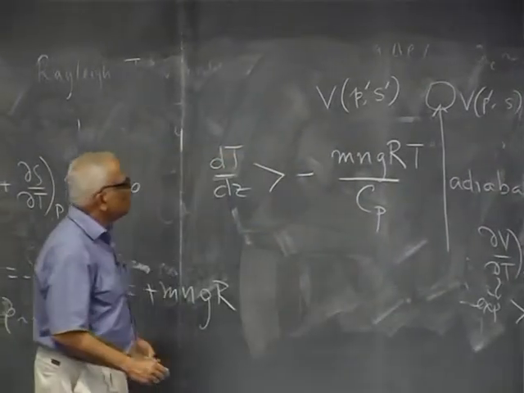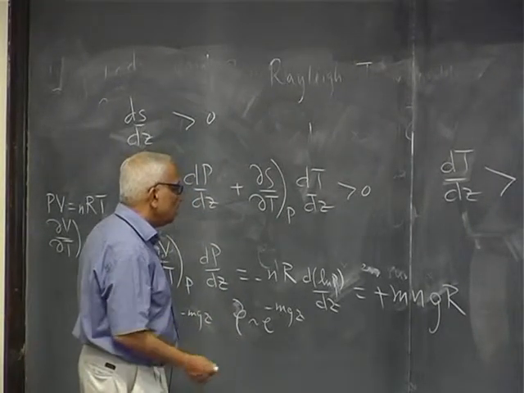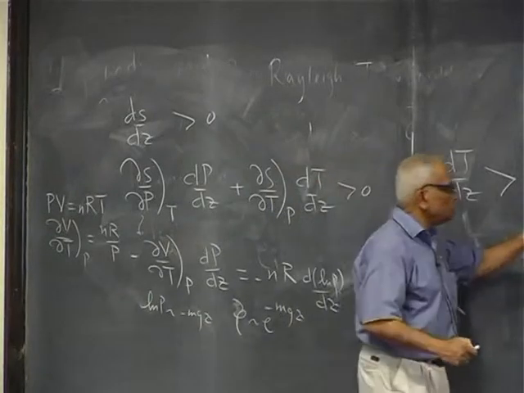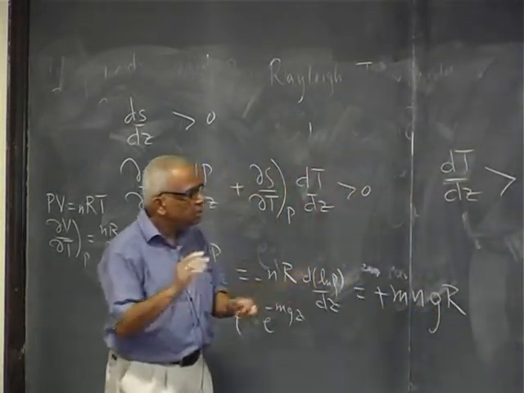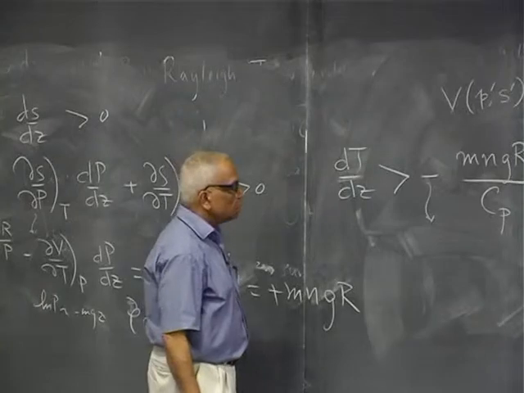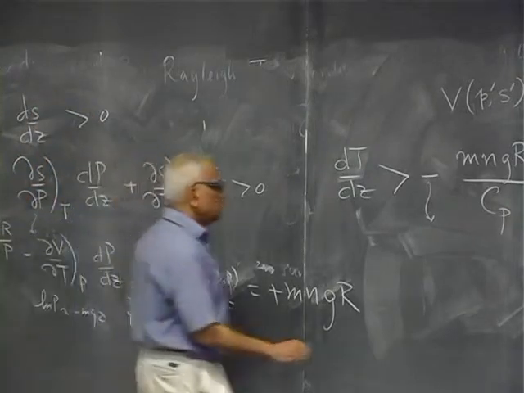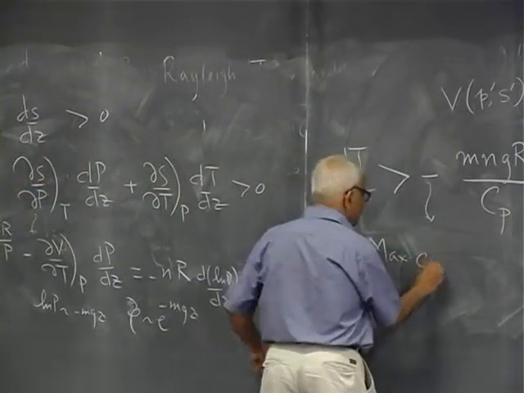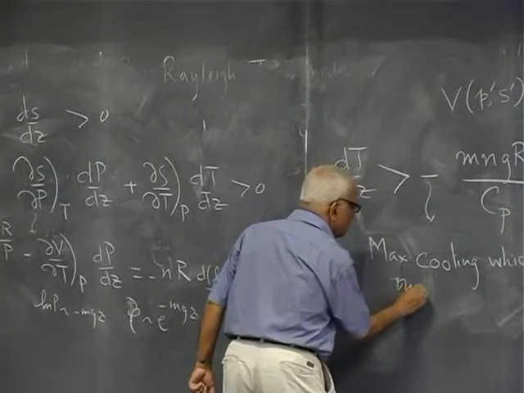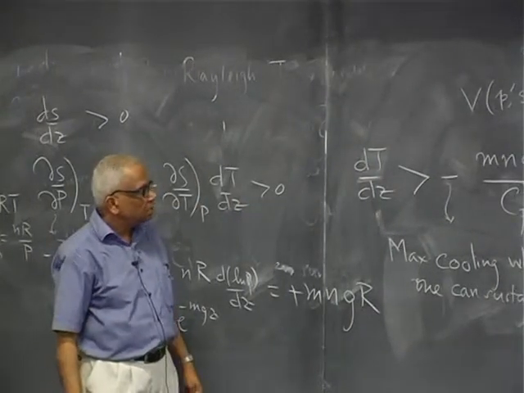Hopefully I have got it more or less. So let's see. I can get the number density in terms of T. The important thing is the sign over here. So it's the sign over here, which means that there is a maximum cooling which you can sustain.